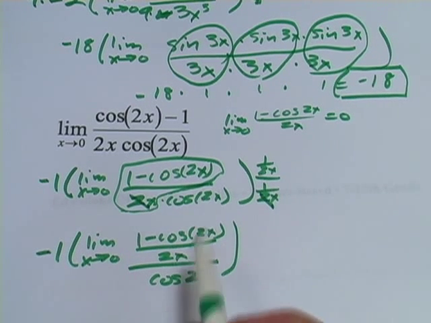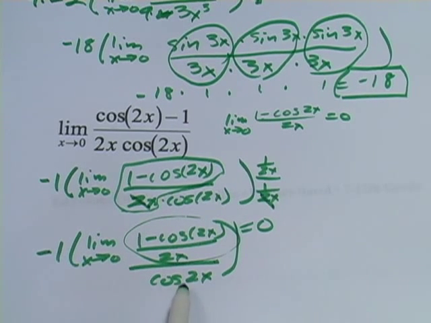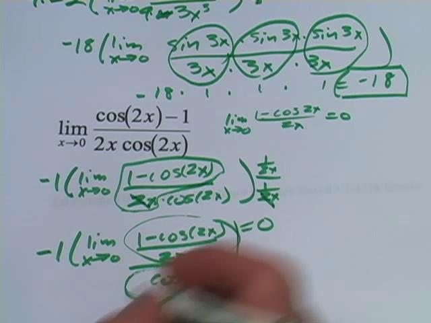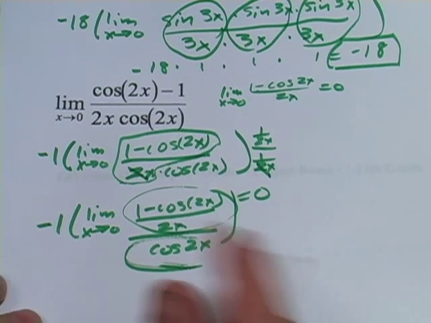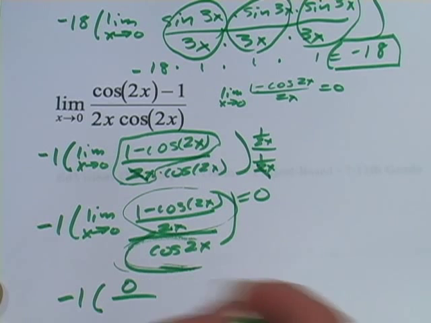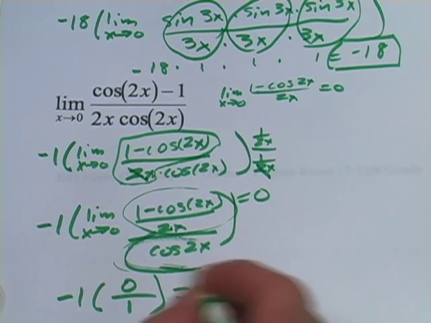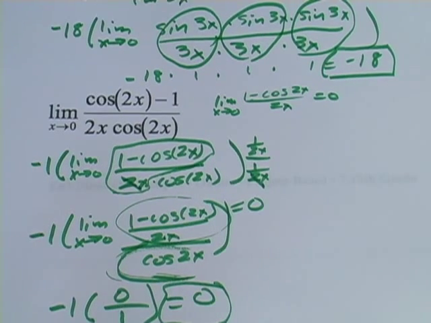Now this part is 0, or the limit of it is 0. And then we just need to figure out what is the limit of this bottom part as x approaches 0. Because if this is 0, that's going to blow everything up and this didn't work. But luckily, the cosine of 0 is 1. So the cosine of 2 times 0 is still 1. So we end up with negative 1 times, on the top of that fraction we've got 0, on the bottom we've got 1. Negative 1 times 0 over 1 is 0. So that's the answer there.